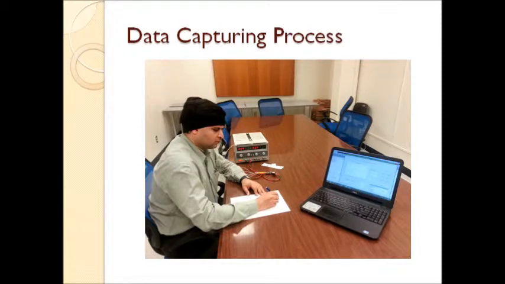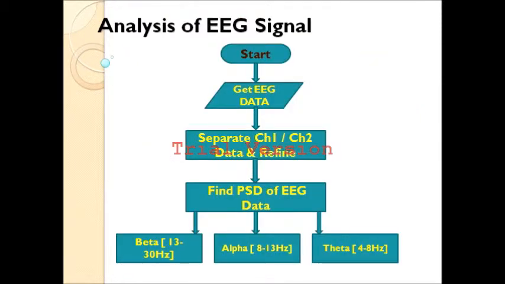And when the data are being captured on the console, the iterations will keep on increasing and it would store on hard disk for further analysis purpose. So for that, I have developed the algorithm. These data captured, I'll receive and separate for channel 1 and channel 2. I'll find out the PSD, that is power spectral density for each data, and will separate beta, alpha, and theta waves.